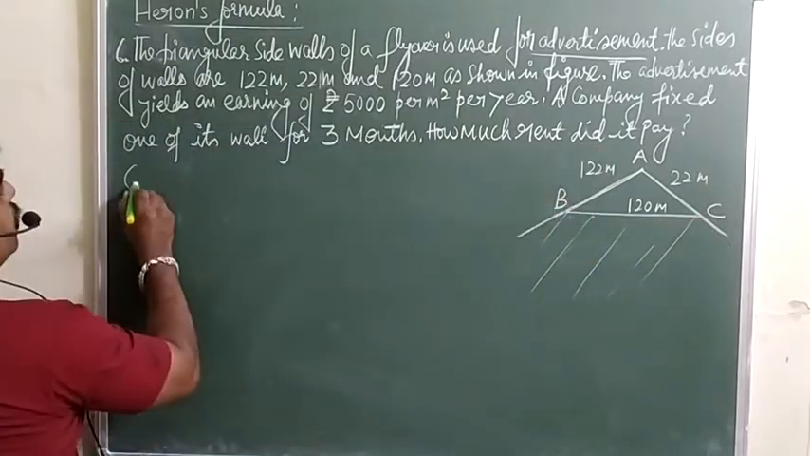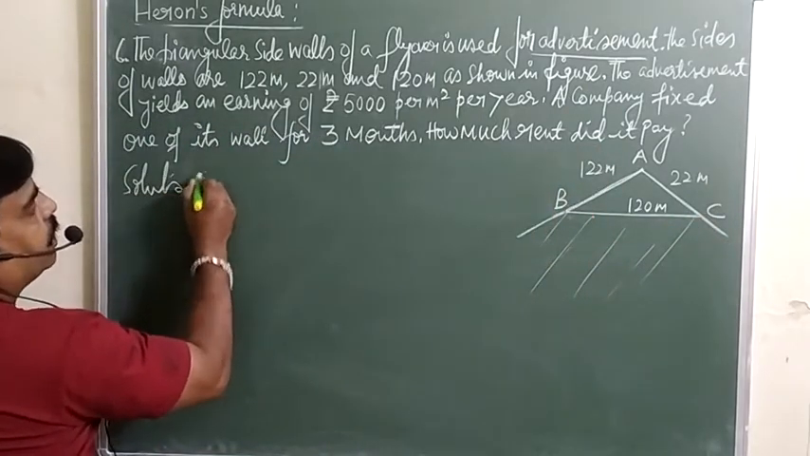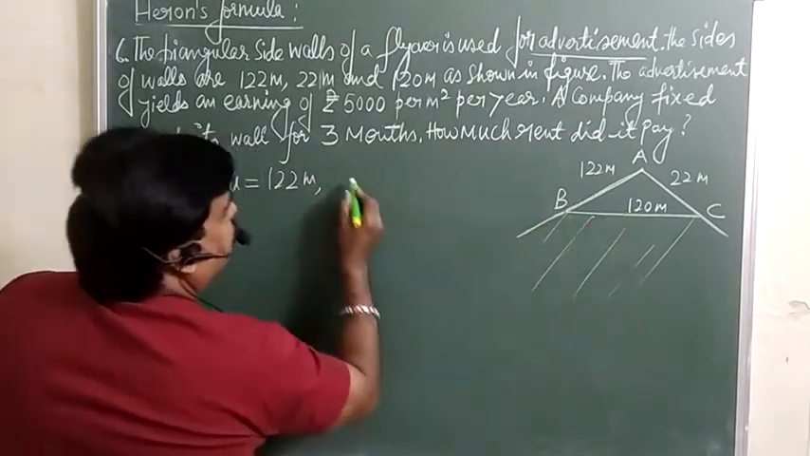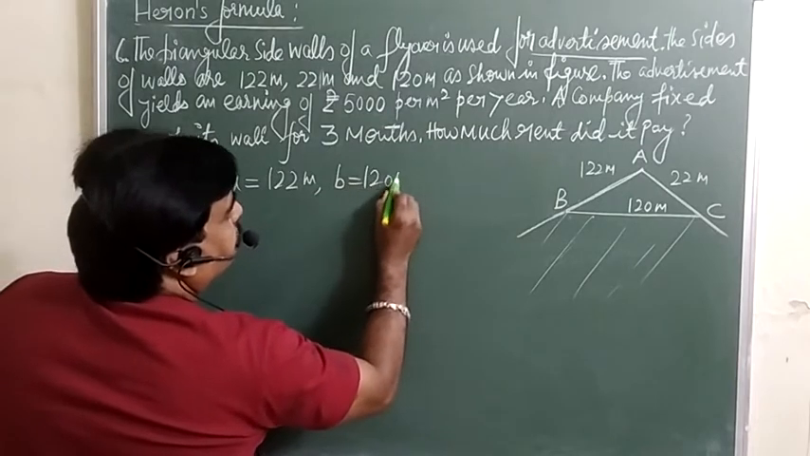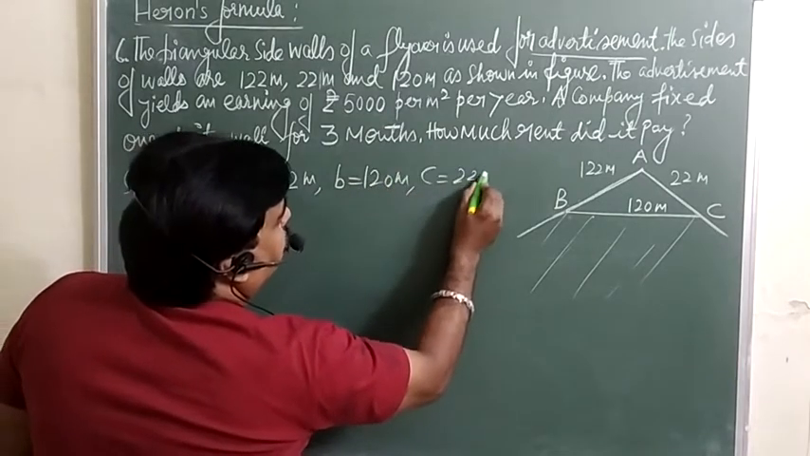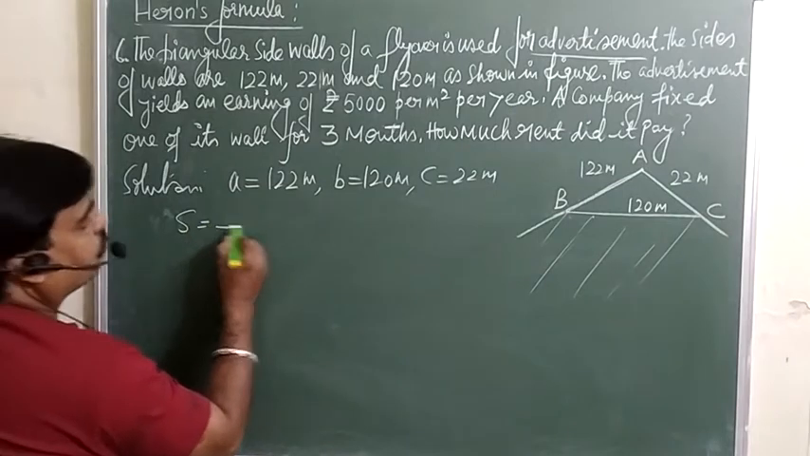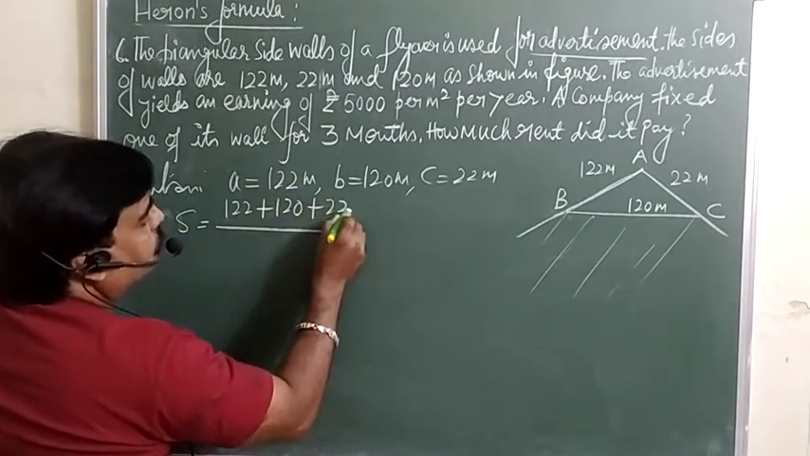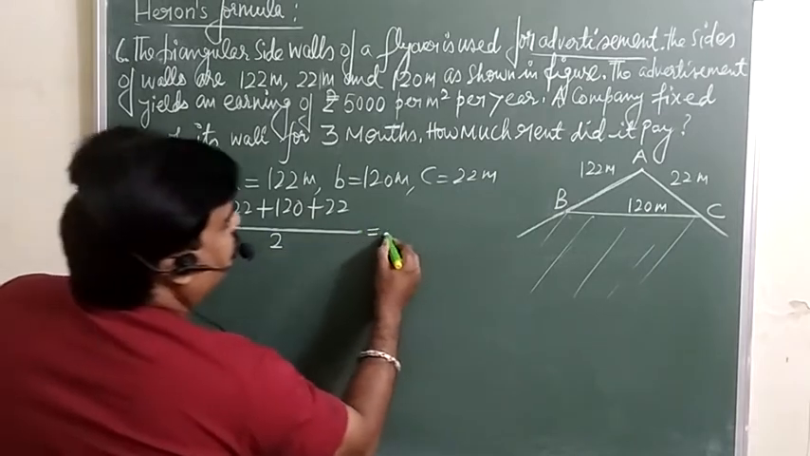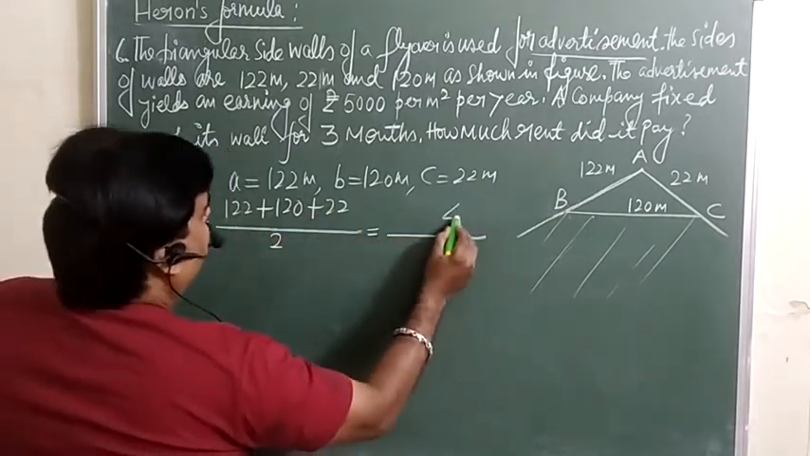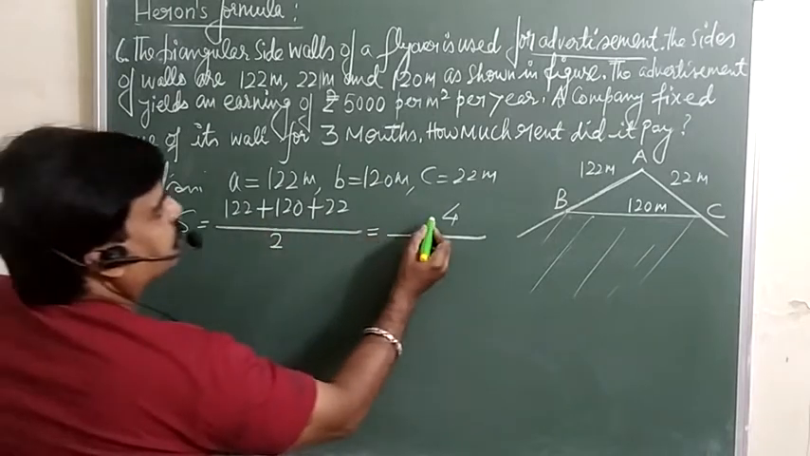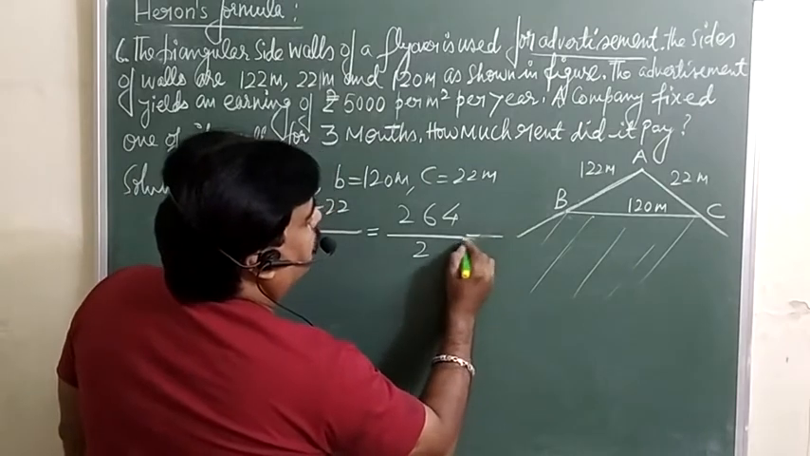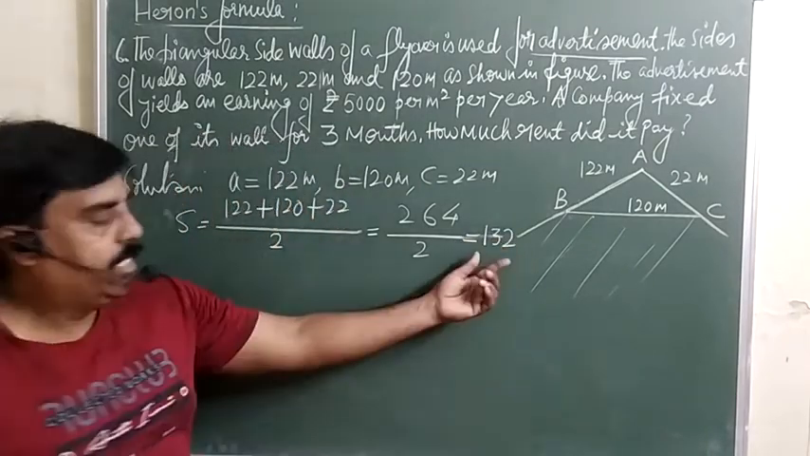For our own convenience, I am going to do it directly. Here we can assume that A is 122. This is B, you can take like 120. And C is 22. So S, the semi-perimeter, you must calculate. So 122 plus 120 plus 22 over 2. You can add: 4, 4, 6 and 2, over 2. So this is equal to 132. This is your semi-perimeter.